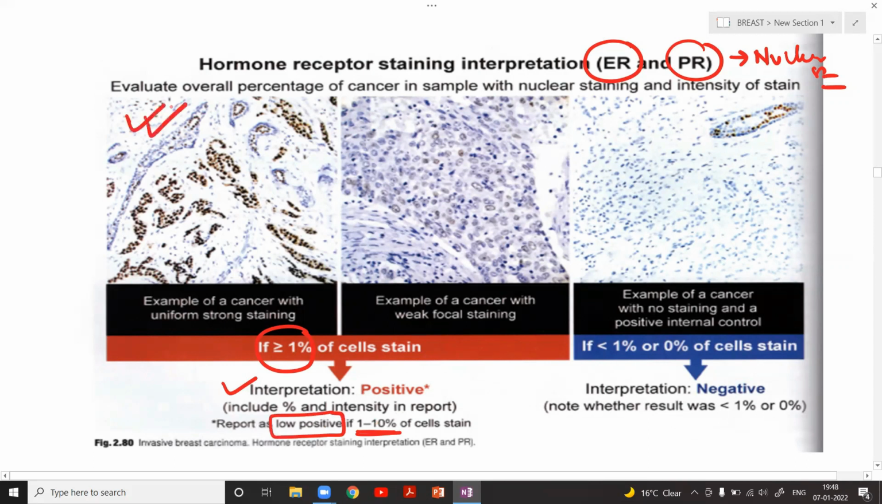This is how you have a positive staining. If you can appreciate the nuclear staining, this is a weak stain, example of a weak stain. But at least over here, more than 1% cells, they show positive staining. And over here, it is completely negative. Less than 1% cells are staining. So a positive interpretation is given as more than equal to 1% in the WHO latest guidelines.